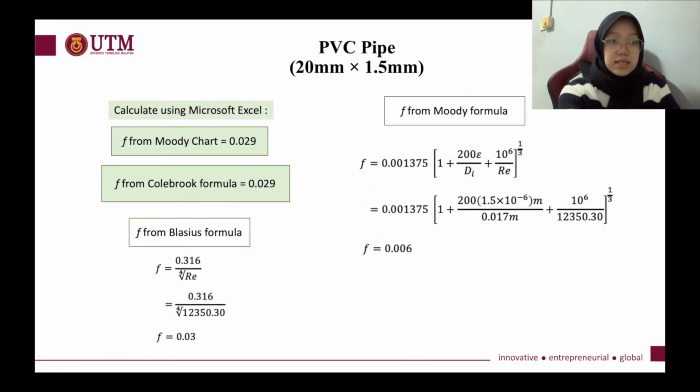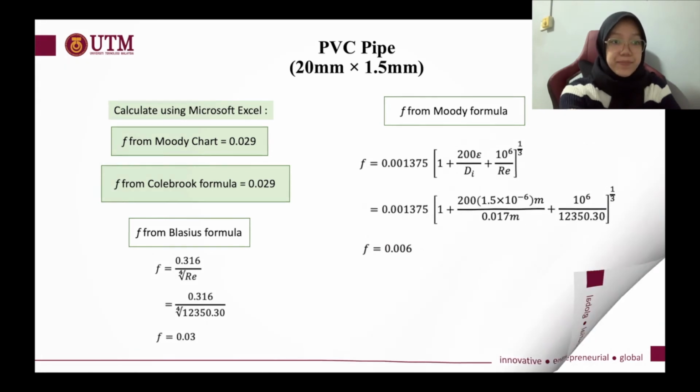Alright, now is the calculation to get the coefficient of friction. For the Moody chart, I got 0.029. For the Colebrook formula, I got 0.029. From the Blasius formula, I got 0.03. And for the Moody formula, I got 0.06.